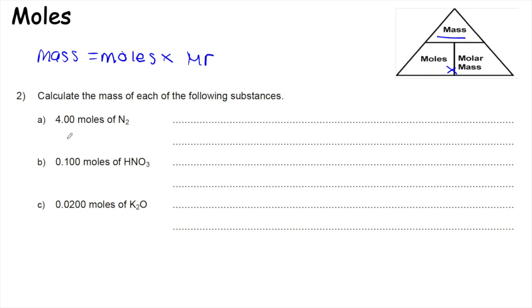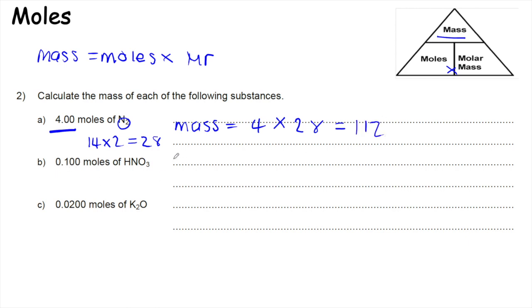Right, so for this one here, you've been given the moles, which is 4. So mass equals 4 times the MR. Now the MR, you've got a little 2 here, so don't forget about that. It would be 14 times 2, which is 28. So 4 times 28, and that is 112.